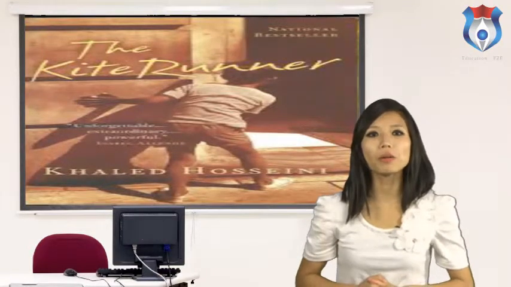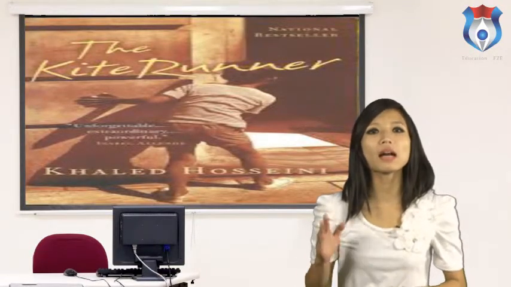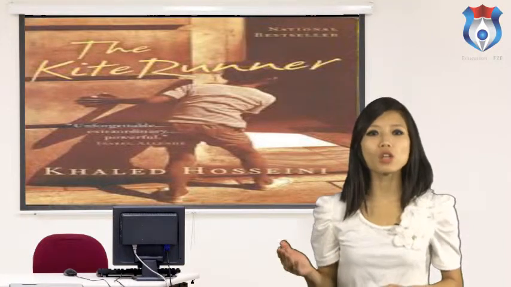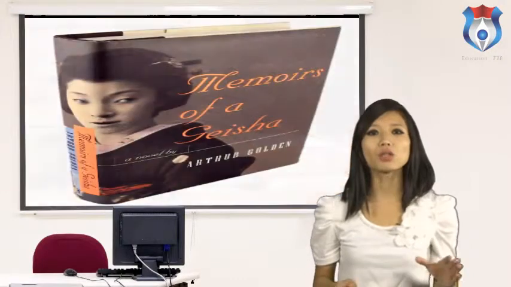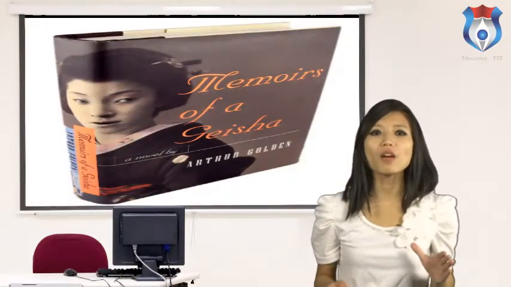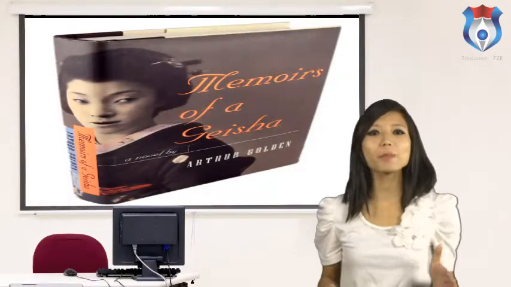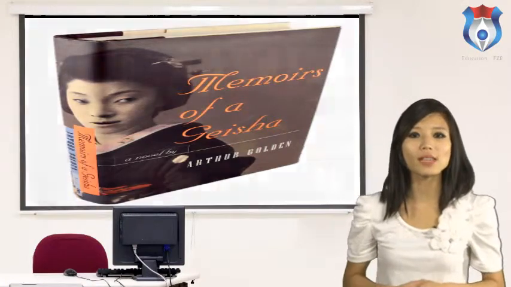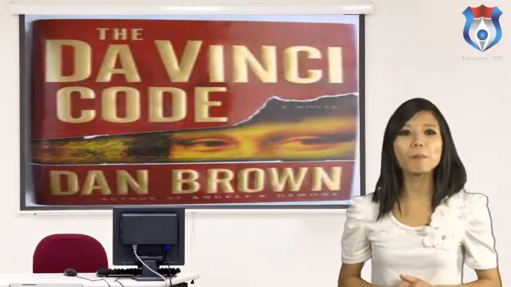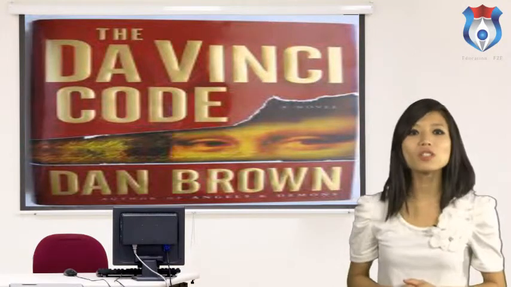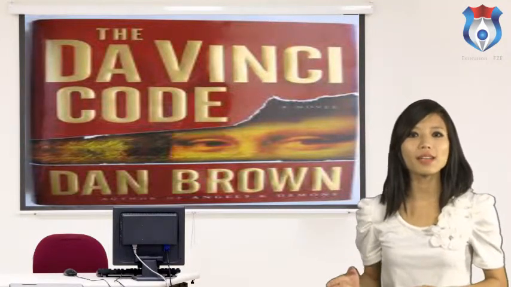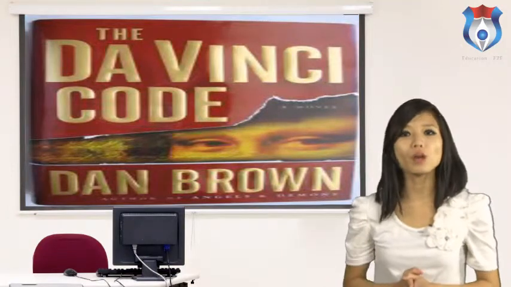Afghan-American Khaled Hosseini's moving novel, The Kite Runner, tells of childhood friends in Kabul separated by the rule of the Taliban. Arthur Golden's Memoirs of a Geisha recounts a Japanese woman's life during World War II. Among the hardcover bestsellers of 2006, we have Dan Brown's novel, The Da Vinci Code, and Anne Rice's tale, Christ the Lord: Out of Egypt.